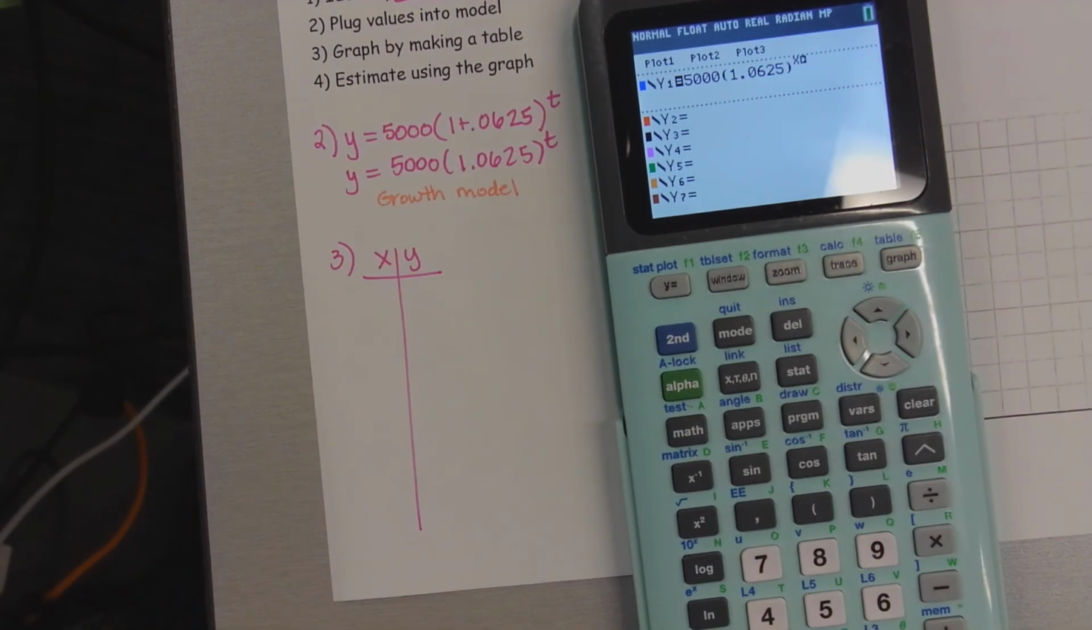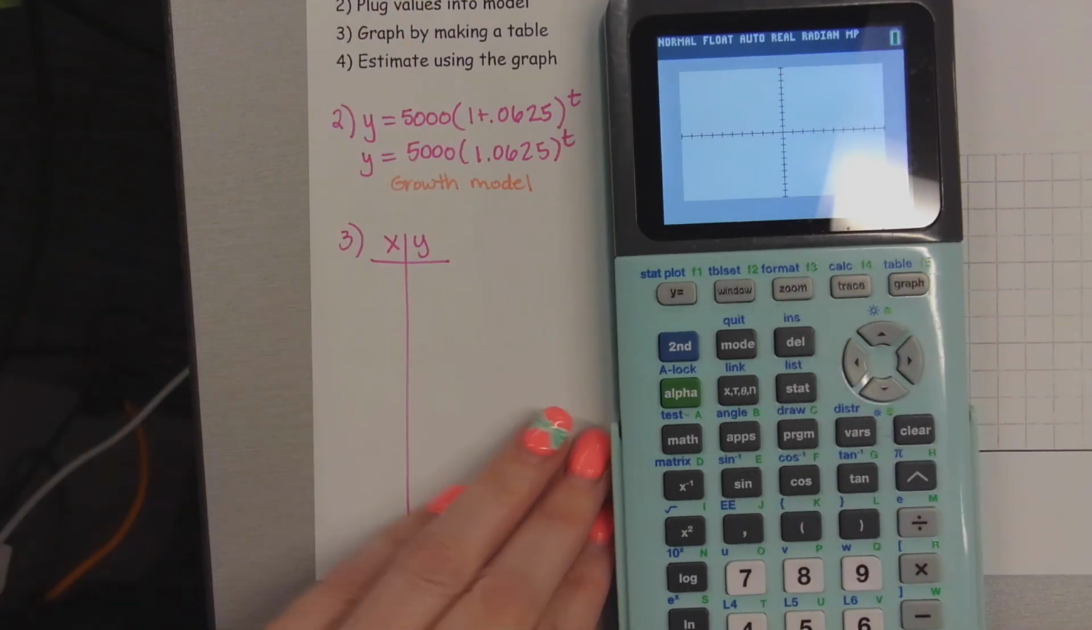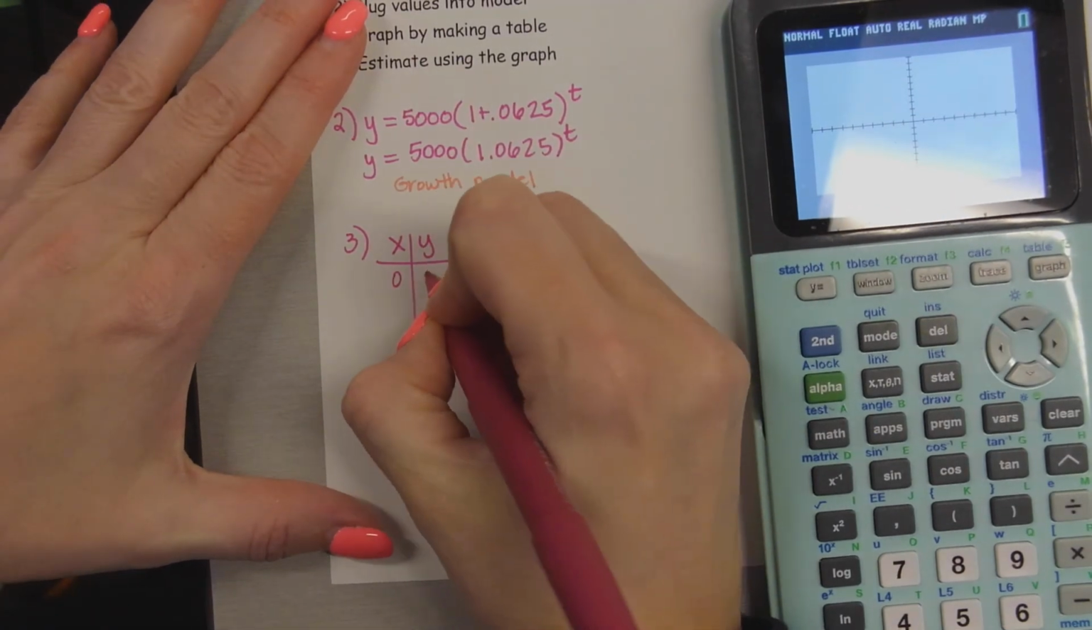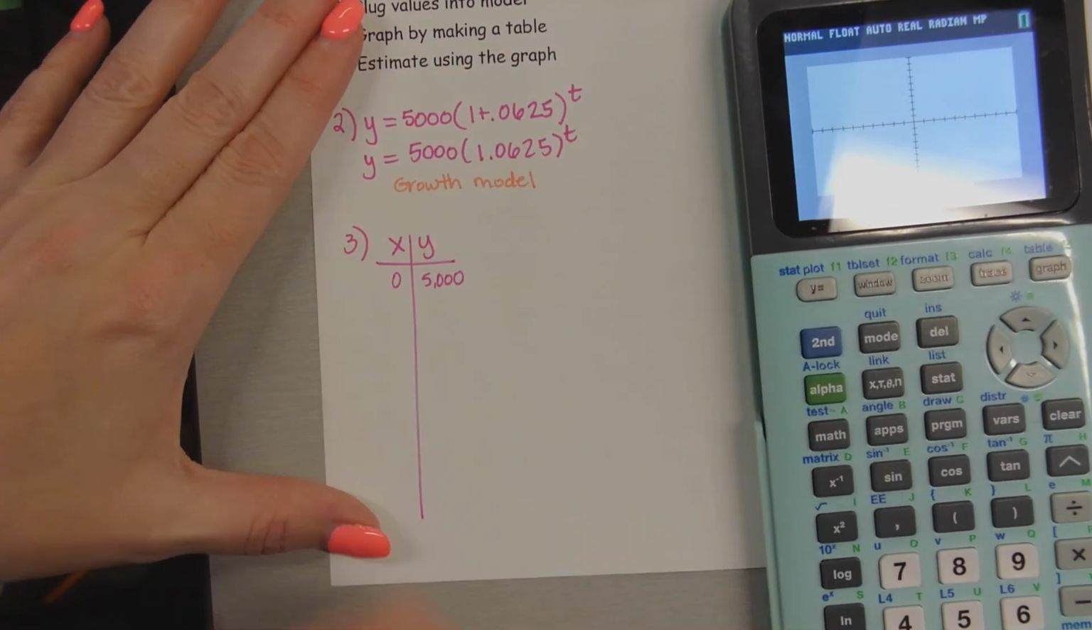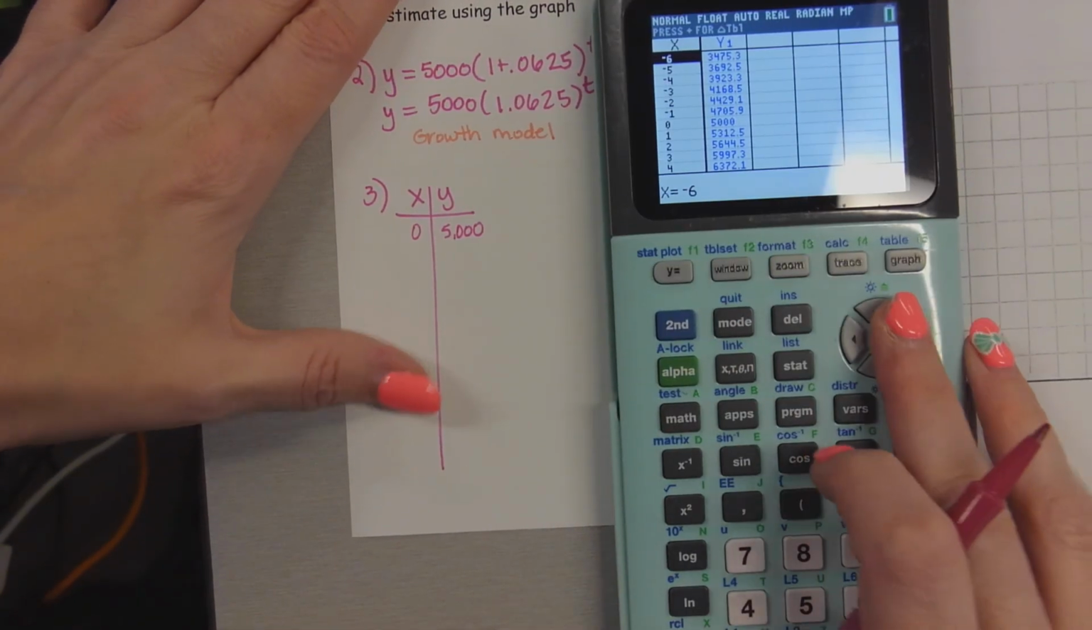Okay, keep in mind because you are dealing with really big numbers, if you were to just graph this, you are not going to see anything on your graph because think about what happens if you plug in 0. If you plug in 0, what's your starting value? What's your initial value? 5,000. Right? So we're not going to see that on a 10 by 10 grid. Okay, so let's go to our table.